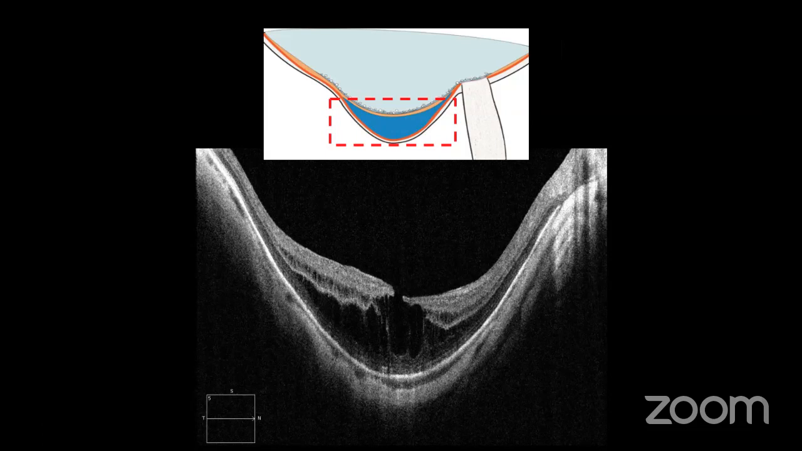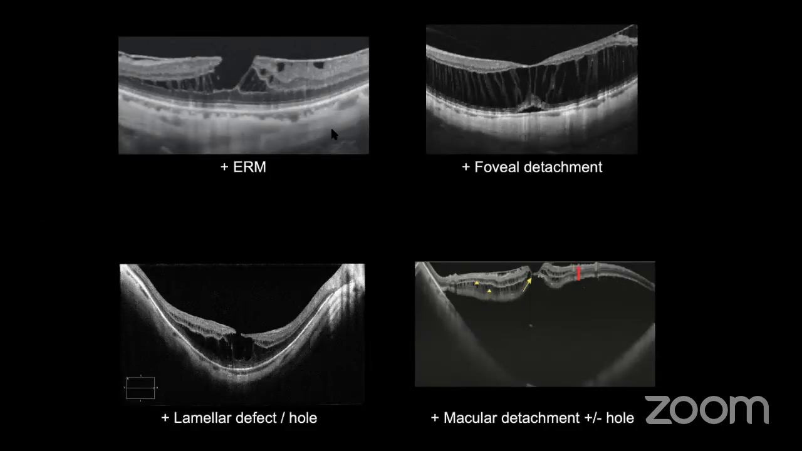In another patient, you can see within the staphyloma an area of foveoschisis. And actually, foveoschisis is one of the most common complications, especially if we look for it. We can see it associated sometimes with epiretinal membrane. Sometimes we see it with foveal detachment. Sometimes we see some lamellar defects as well. And sometimes we see a hole and macular detachment. This is simply because this layer can't expand like the outer layers of the eye, so that has led to focal detachment. And there's usually a tiny defect, as you can see here in the yellow arrow.